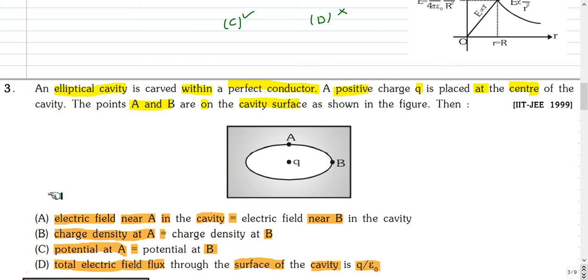Then option A, electric field near A in the cavity is equal to electric field near B in the cavity. Option B, charge density at A equal to charge density at B. Option C, potential at A equal to potential at B. Option D, total electric flux through the surface of cavity is Q by epsilon naught. You can pause and attempt this question.